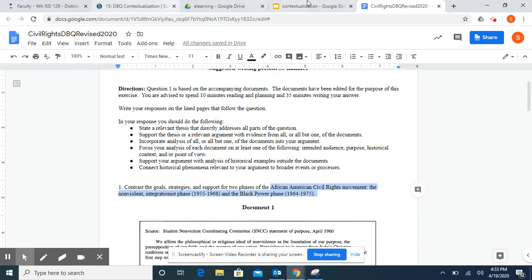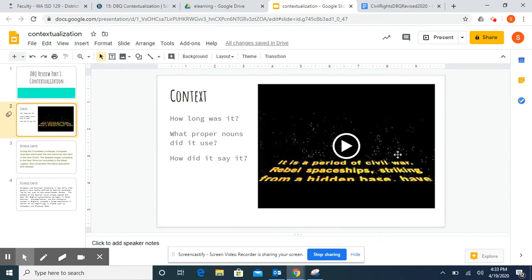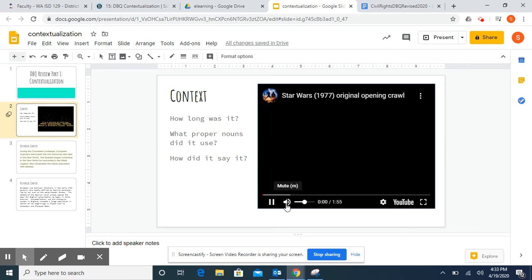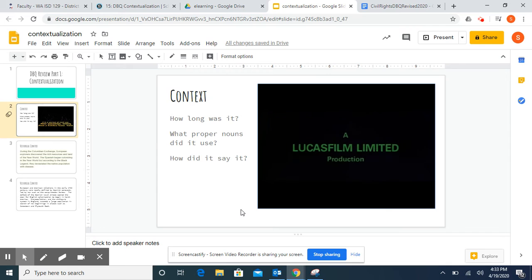Let's look at context again. When we tried to explain context, we always used the Star Wars scroll, right? I'm going to play it right here. I don't even need the volume on. And you can see a great example of context simply provided by one of the greatest sci-fi movies of all time. You're going to notice that it's only going to be about 3 sentences long. You're going to notice that it uses proper nouns, context, right?